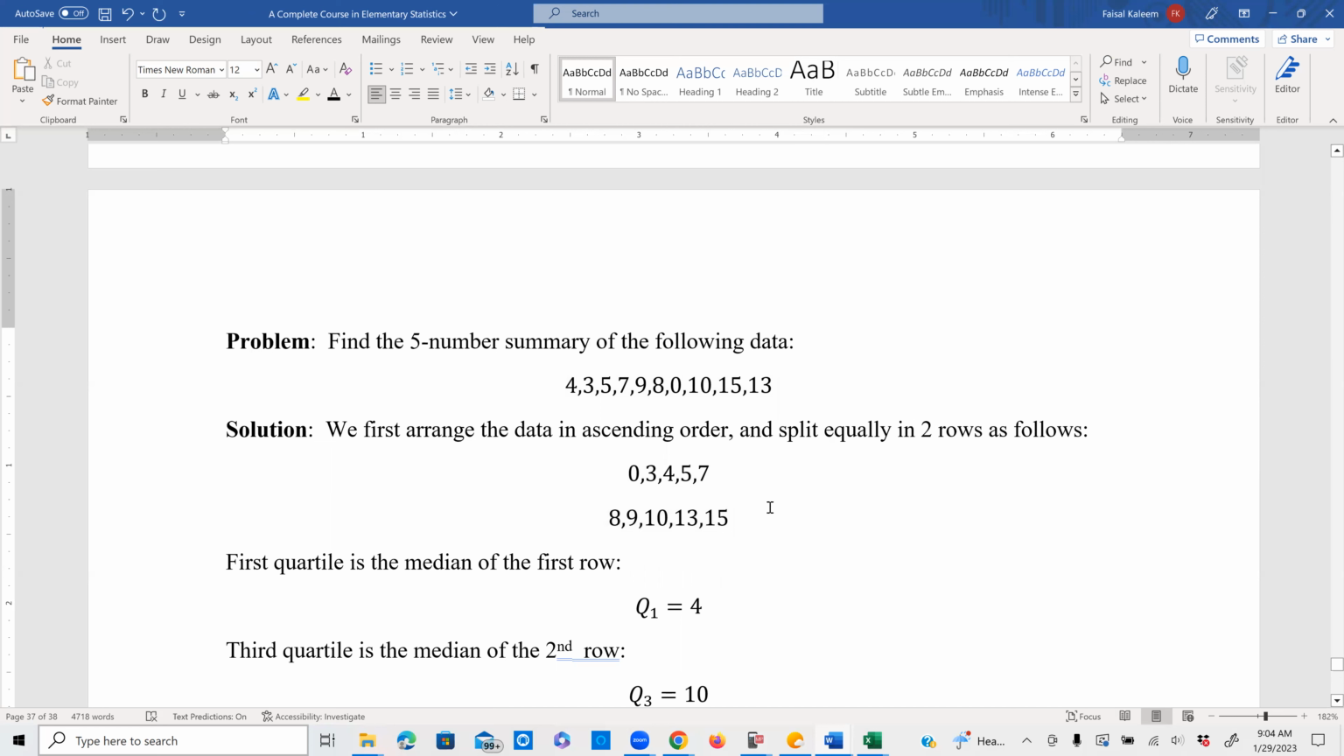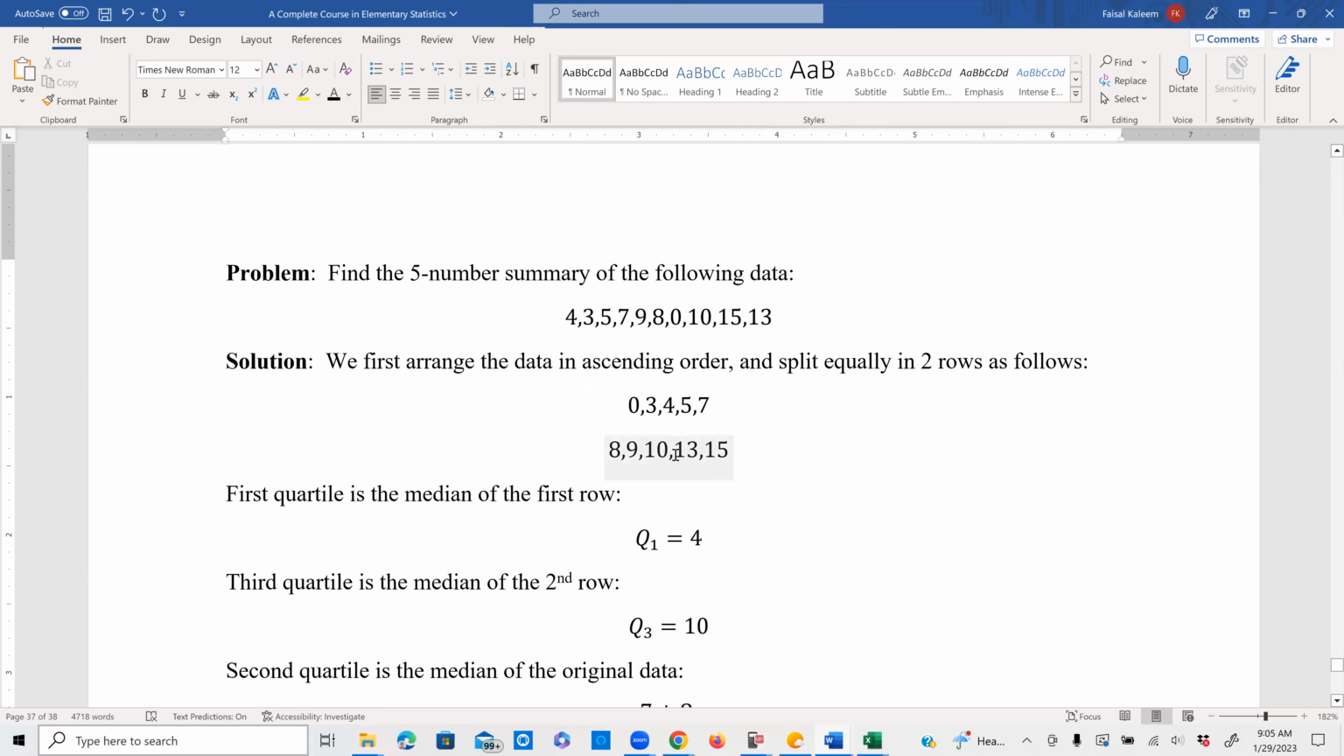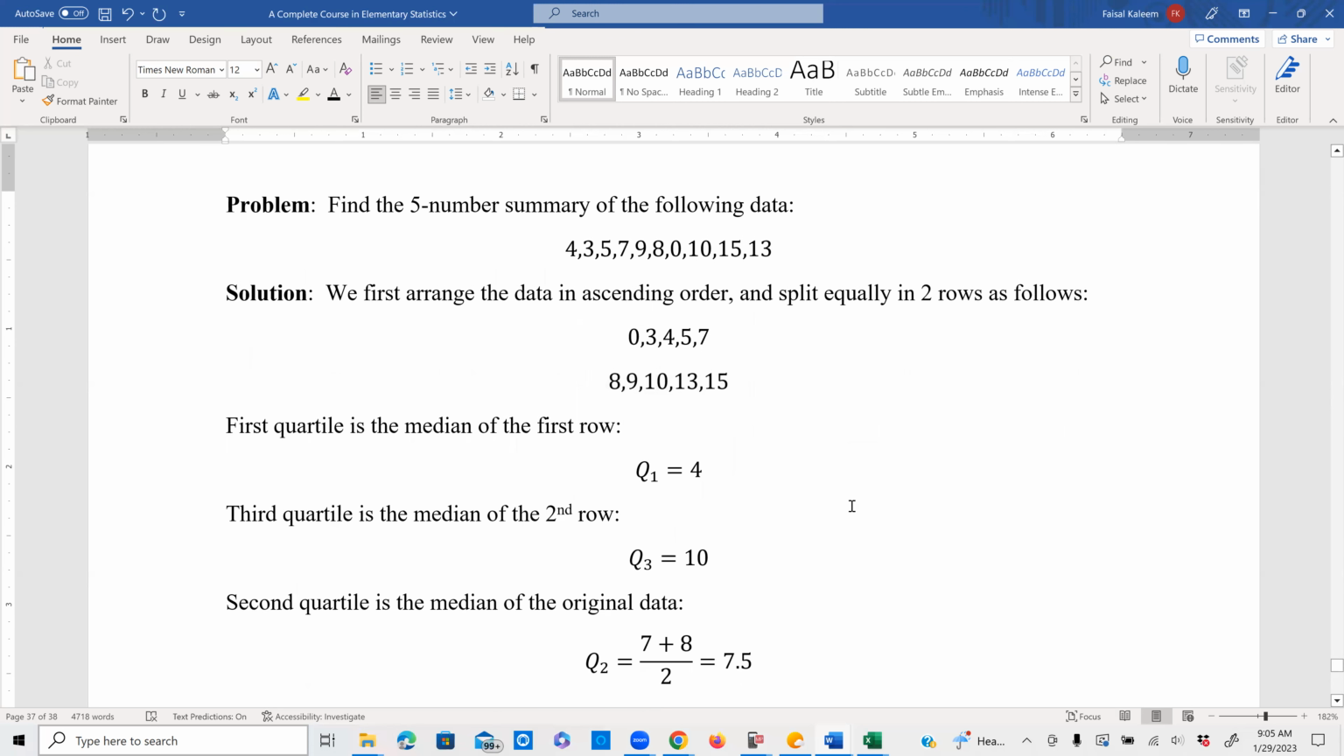And the first quartile is the median of the first half of the data. So the median of the first row we can see is 4. 4 comes in the middle, so Q1 is 4. And then the third quartile is the median of the second half of the data. So the median of the second half we can see is 10. And the second quartile we know is the median of the original data. So in the original data, we have 7 and 8 in the middle, because 7 is the 5th value, 8 is the 6th value, and they both have 4 on either side of them. So the median will be the midpoint of 7 and 8, which is 7 plus 8 by 2, or 7.5.